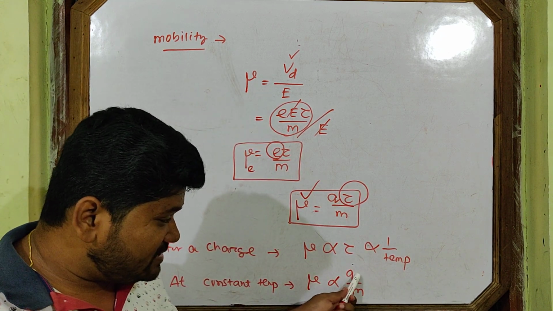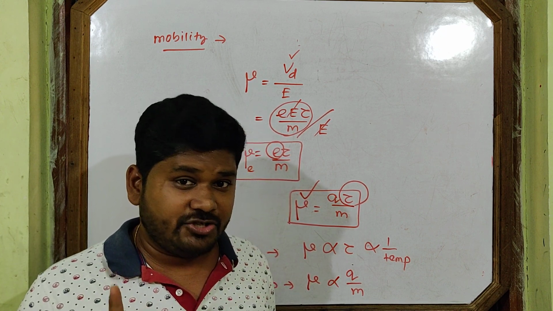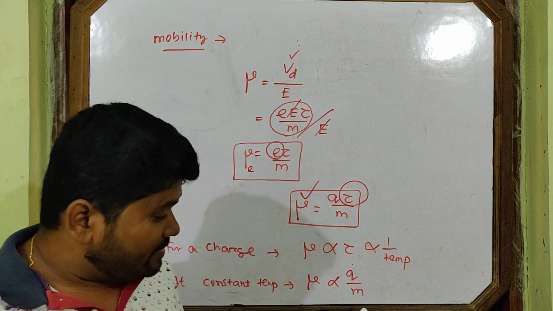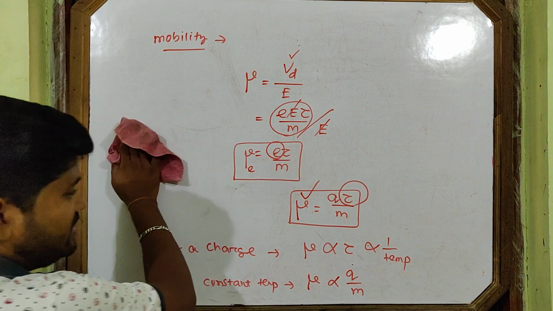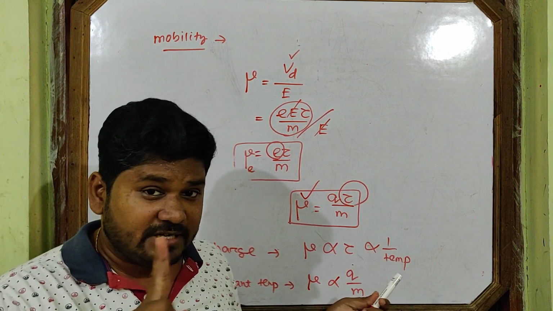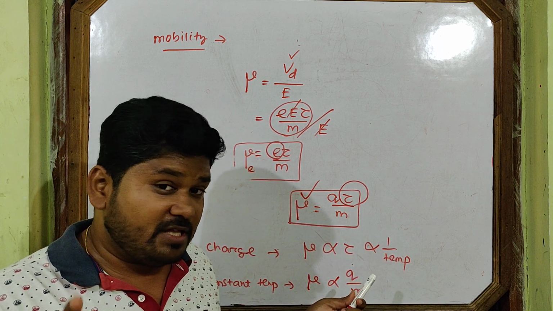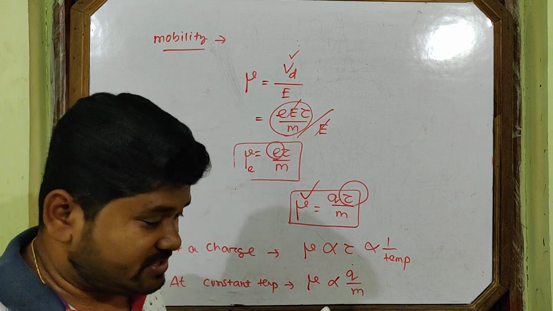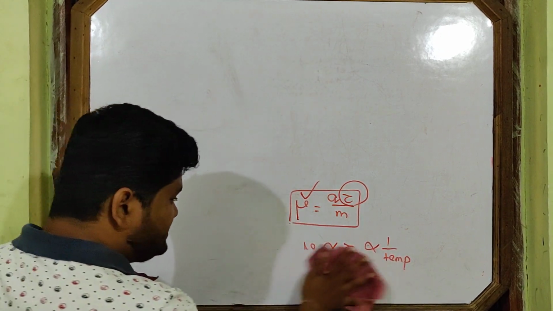Understand? Not only charge, not only mass. You always check the charge to mass ratio. Don't look at only one quantity; you have to see the ratio. One question always comes from here. Mobility doesn't depend on any other factors, only temperature and charge to mass ratio. It is independent of any other factors. Remember, one question always comes in the exam.